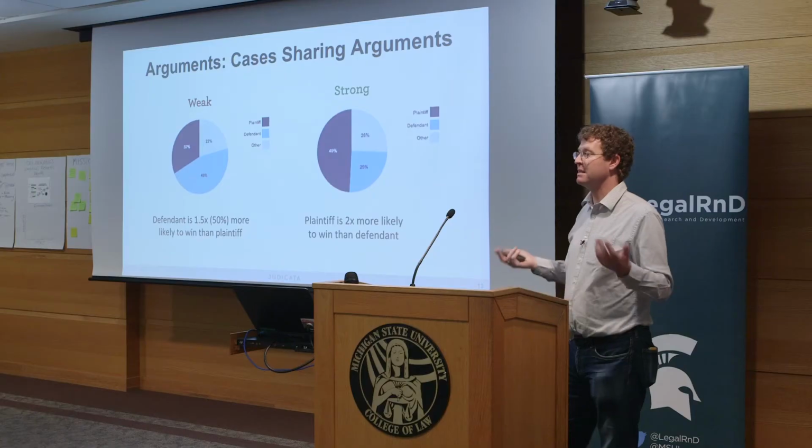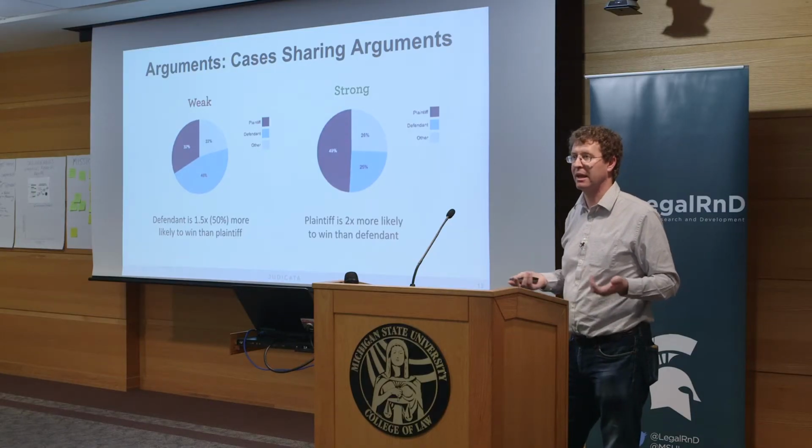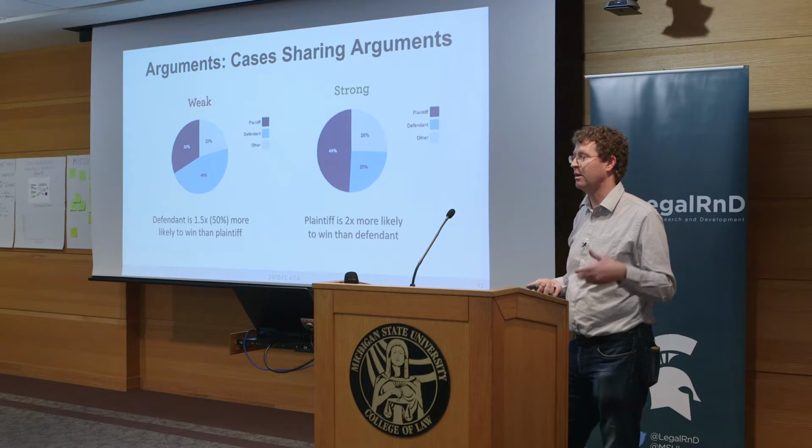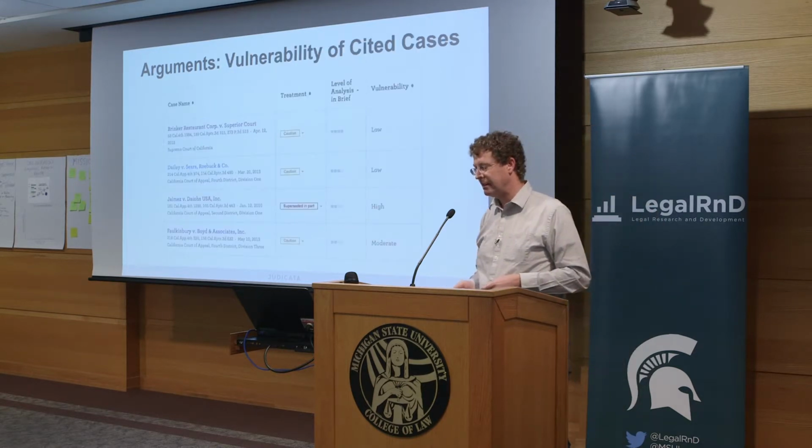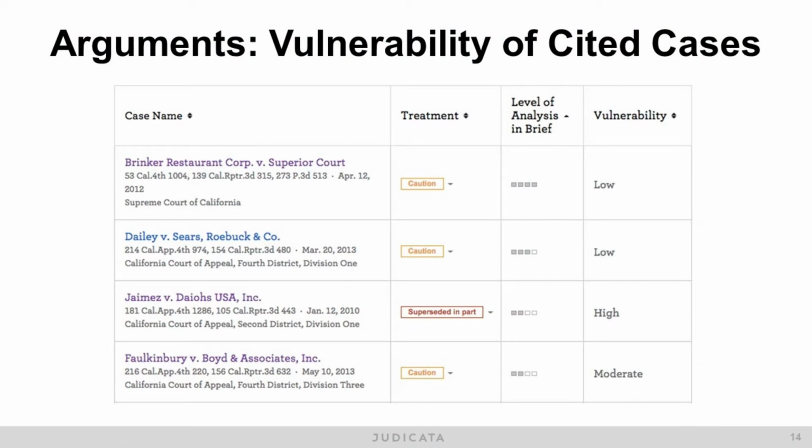What we do tend to see, though, is that the more strong or the more favorable the arguments are towards you, the more likely you are to win, which makes sense at a basic level. If you're citing cases that show the defendant winning a lot or the plaintiff winning a lot, the judges and the clerks are going to be impacted by their sense of what the law overwhelmingly suggests. So, vulnerability of cited cases.